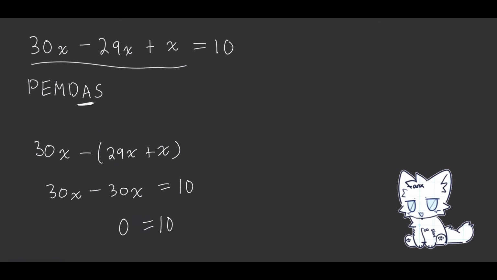This is a very unique situation. So that means that there is no possible solution to the equation because 0 does not equal 10. So for every real number value of x, we can say that x does not exist.